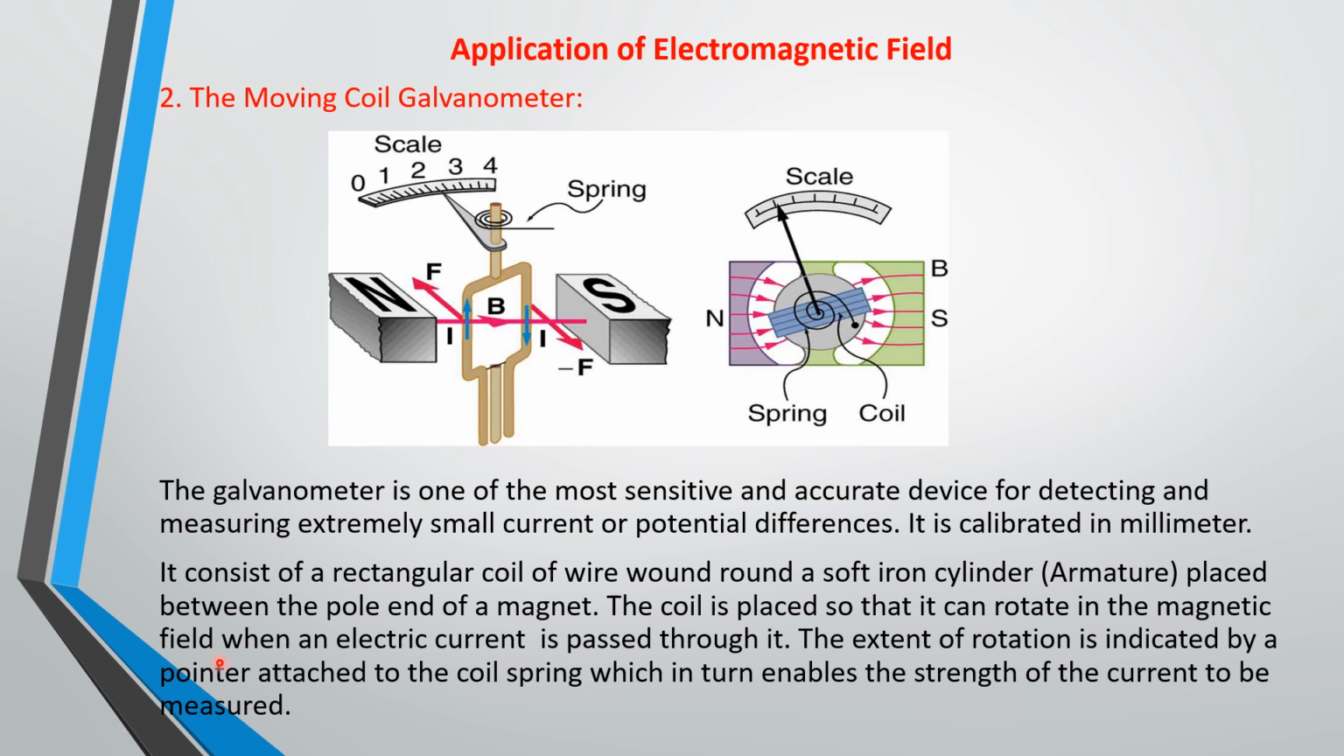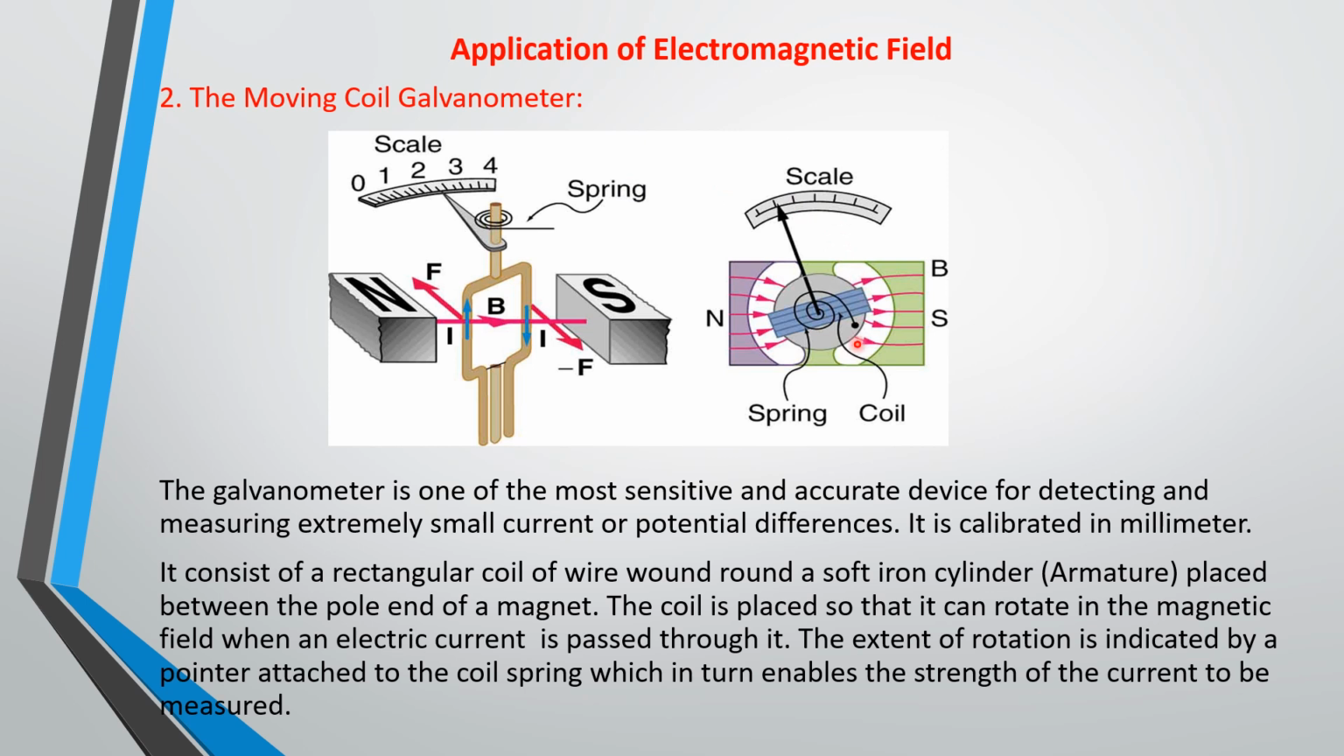This is a picture of a typical galvanometer. It has a scale, and the galvanometer is used to measure accurately very small currents. This is what is inside a galvanometer. A galvanometer is one of the most sensitive and accurate devices for detecting and measuring extremely small currents or potential differences. It is calibrated in millimeters, so the scale here is in millimeters.